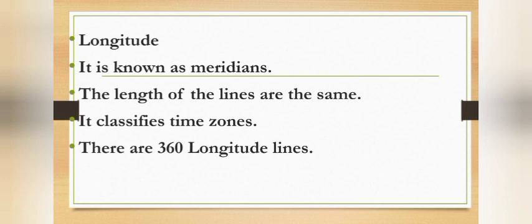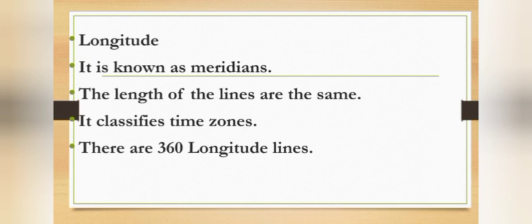Latitude classifies heat zones. Longitude classifies time zones. We can divide the Earth into different time zones using longitude. There are 181 latitudes including the equator, but there are 360 longitude lines.